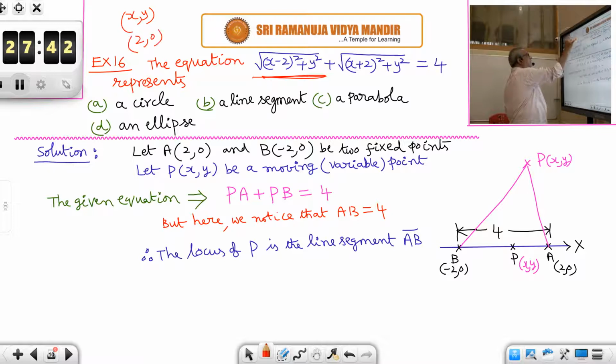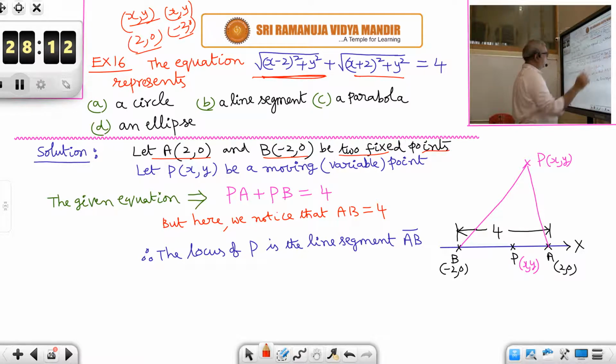What is the distance? Root of (x minus 2) whole square plus y square. Correct. What about this one? (x, y) to (minus 2, 0), is it not? What is the distance between (x, y) and (minus 2, 0)? Root of (x plus 2) whole square plus y square. So, that means P (x, y) is a point on the locus. Let us consider 2 points, (2, 0) and (minus 2, 0). Let A (2, 0) and B (minus 2, 0) be two fixed points.